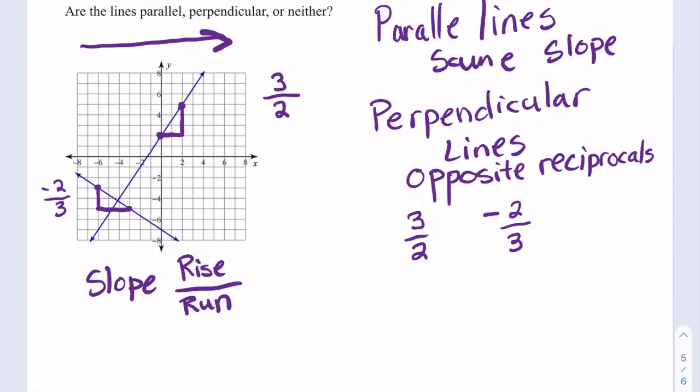So are the slopes opposites? One positive and one negative? Yes. Are they reciprocals? Yes, because 3/2 and 2/3 are flipped from each other. So these lines are perpendicular.